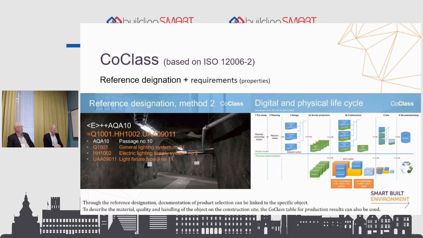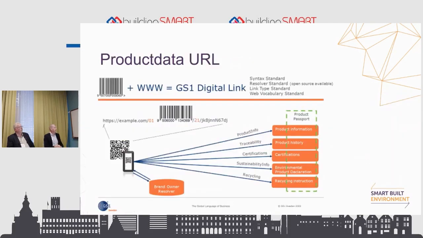The first one is CoClass. It's a classification system of Sweden. And there we see that we can define each element in a special way. And we also put requirements on, for instance, a door or a wall and so on. And that's really what we work with connected to CoClass. So a definition of the object and then the requirements. And I will not bore you with these details.